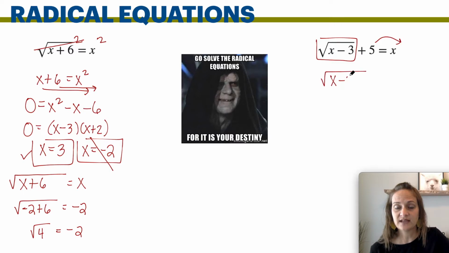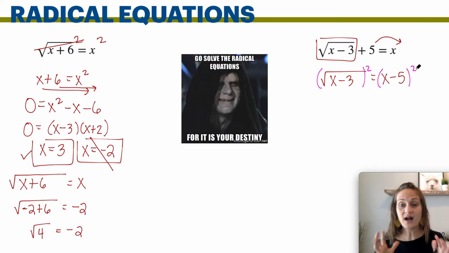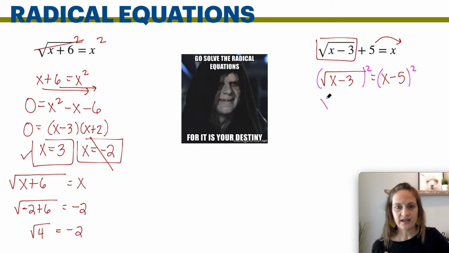So I'm left with x minus 3 equals x minus 5. Now, here's where it gets a little interesting. I need to square this to get rid of the square root. But when I square this side to cancel, I have to square the quantity of x minus 5. X minus 3 ends up on the left-hand side because the square root and the square cancel.